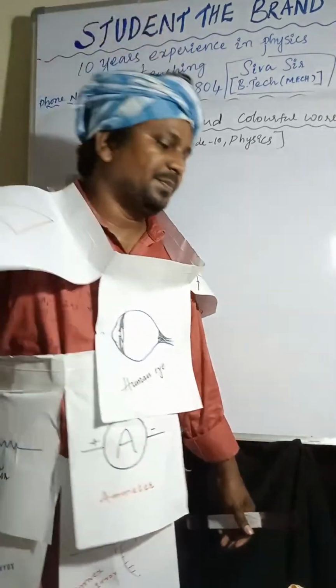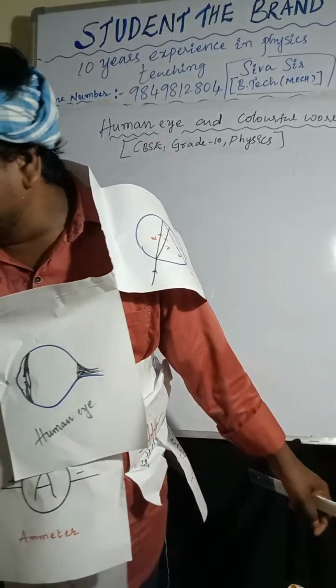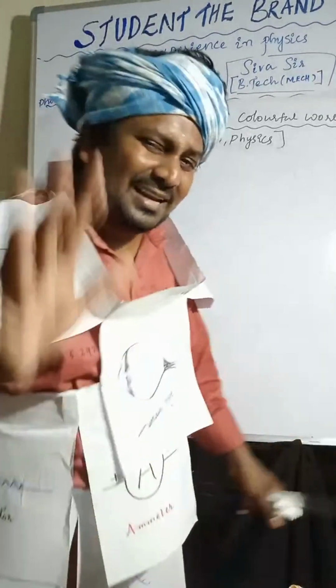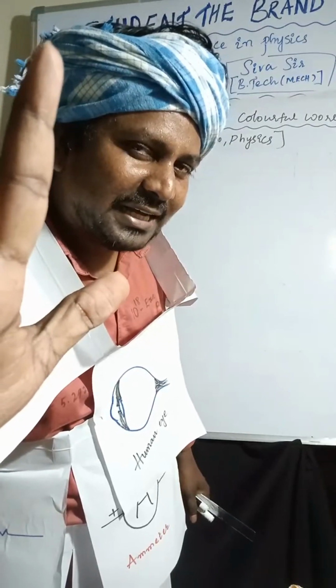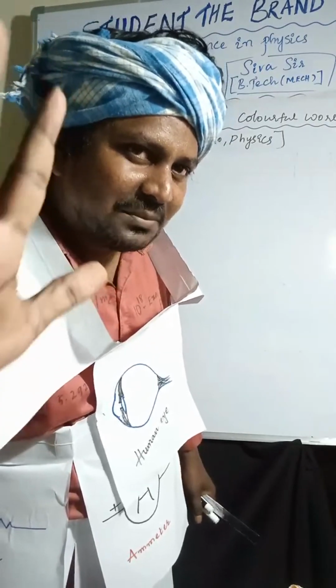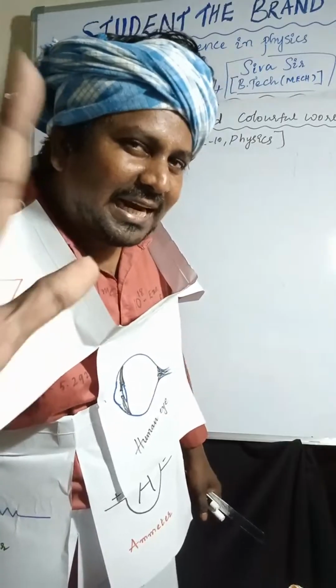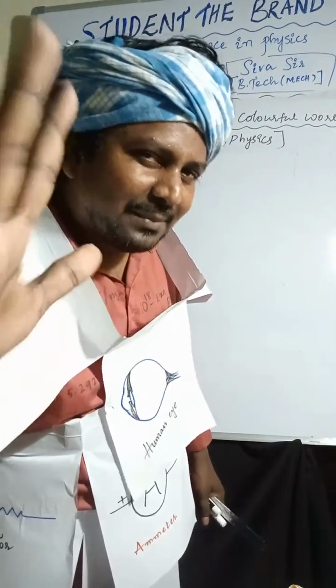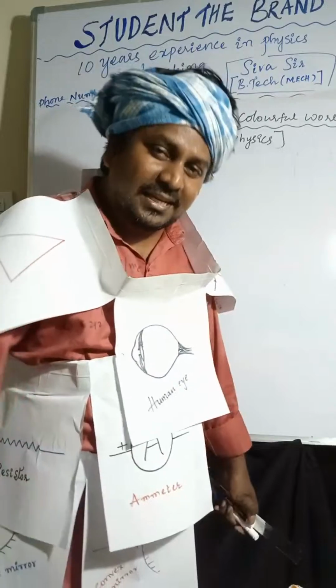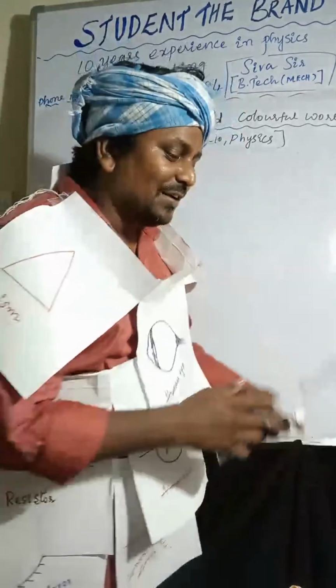Light passes through the prism. What happens if the light ray is passing through the prism? Refraction takes place. How will it go?